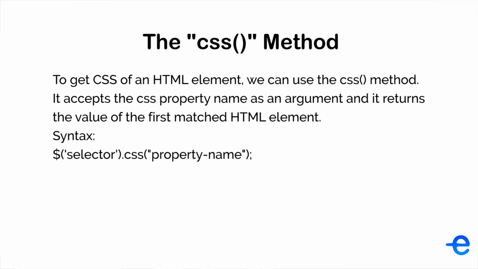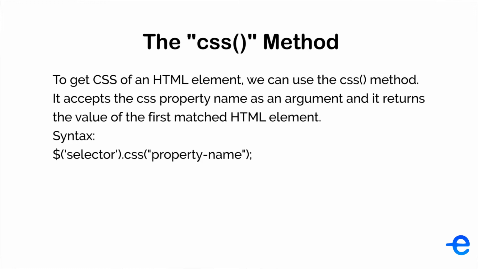In this video, we will learn about working with classes and styles using jQuery. To get the CSS of an HTML element, we can use the css method provided by jQuery. It accepts the CSS property name as an argument and returns the value of the first matched HTML element. As you can see on the screen, this is the syntax: selector.css method, and inside that method, we pass the property name.